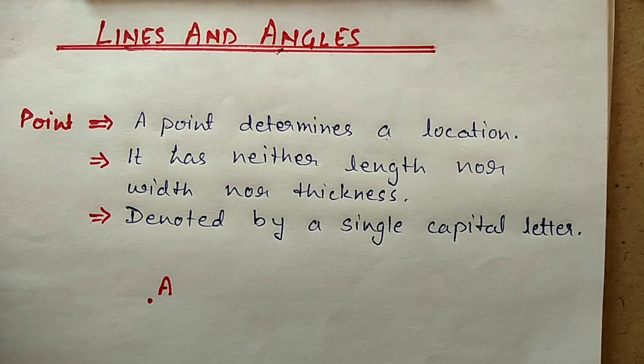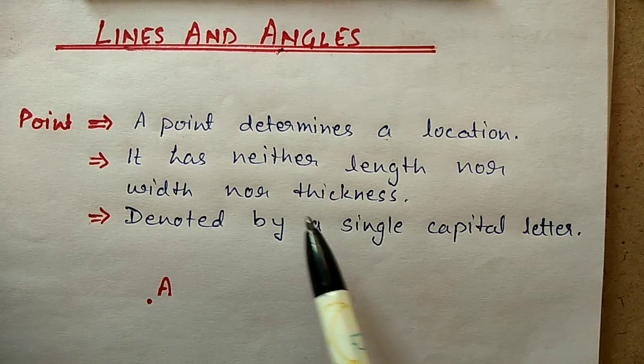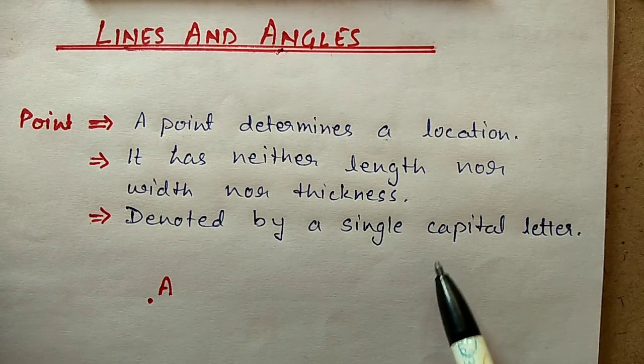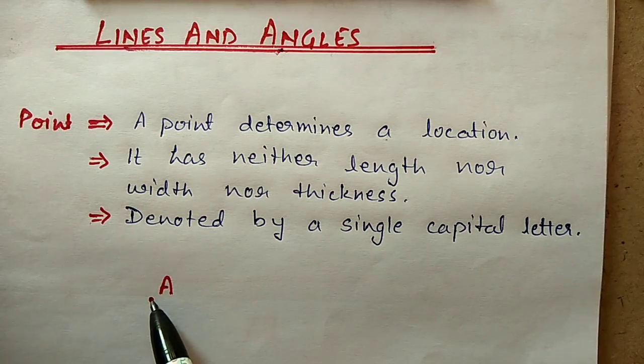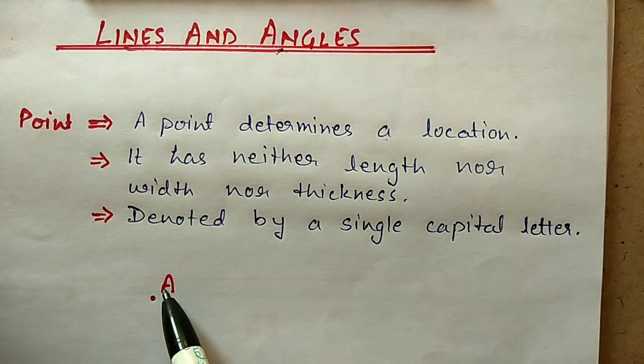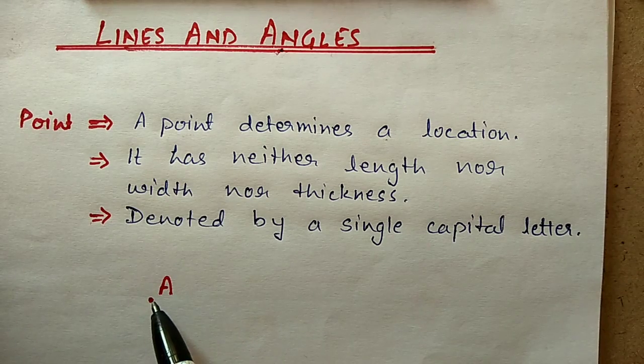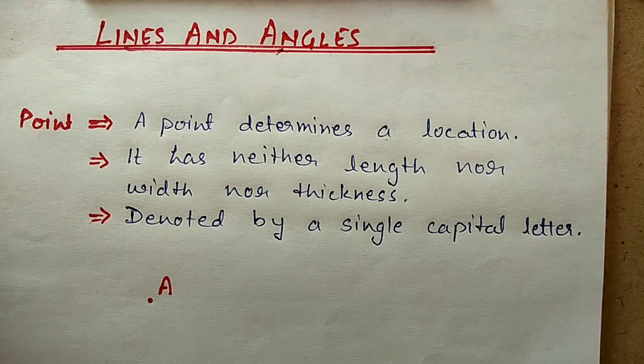A point determines a location. It has neither length nor width nor thickness, and it is denoted by a single capital letter. So you can see here, this is a point. We will denote it by capital letters A, B, C, and it doesn't have any length, breadth or height.